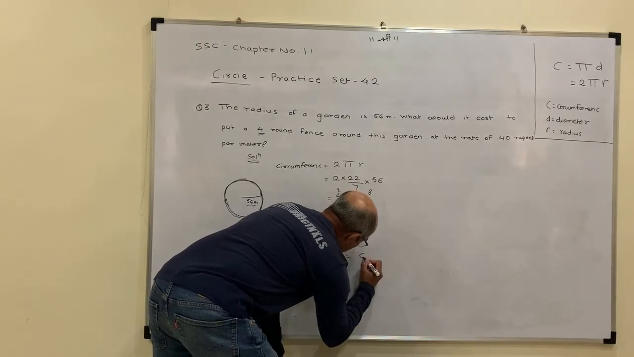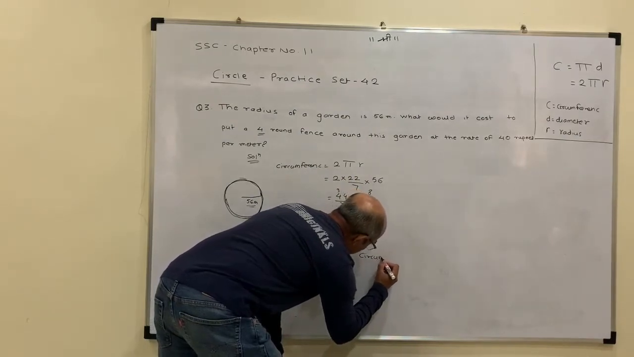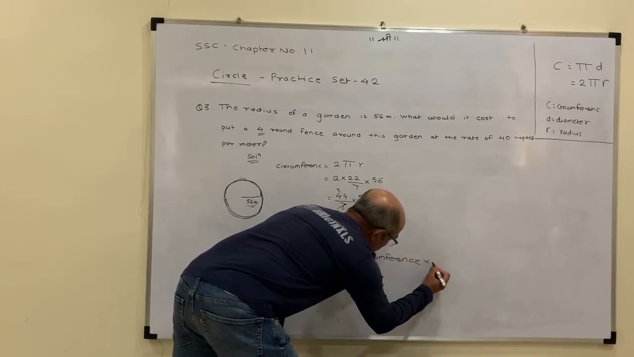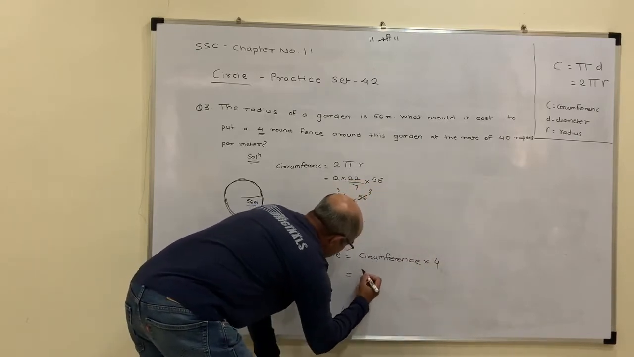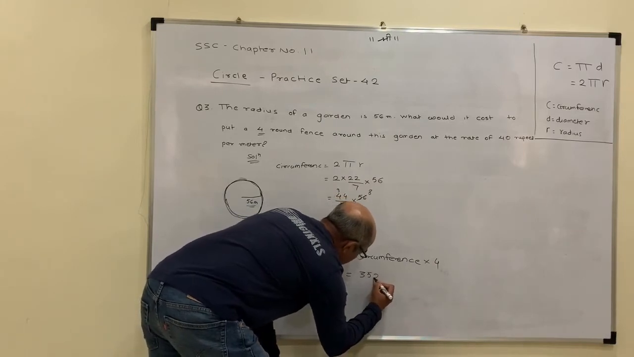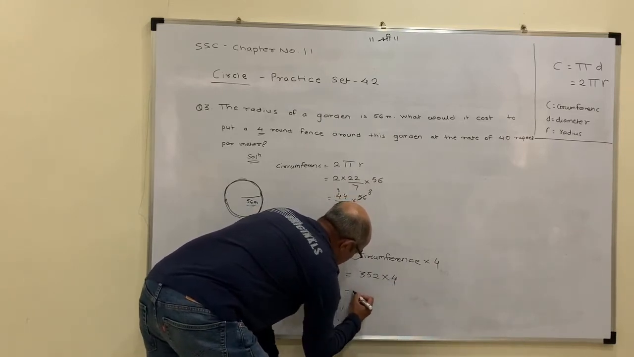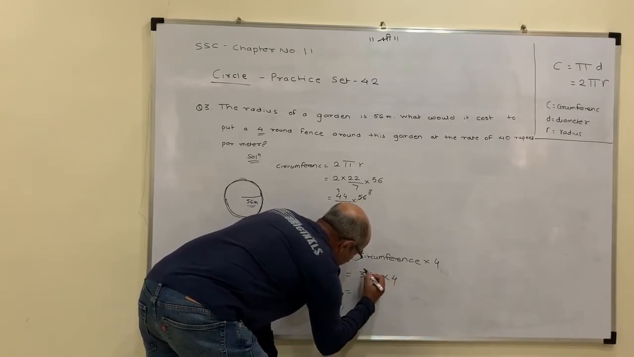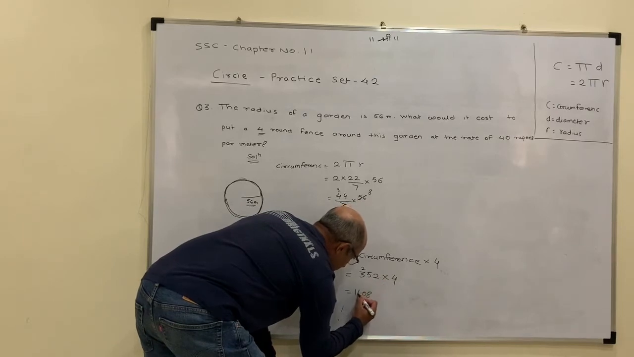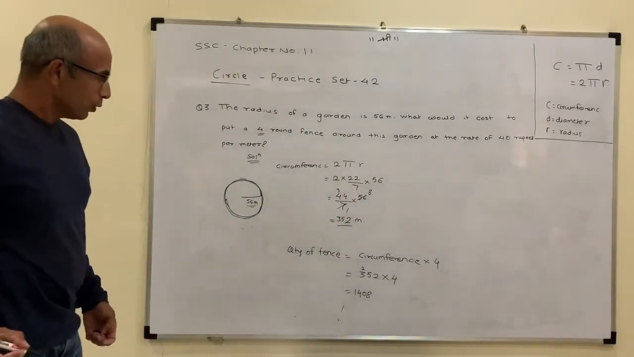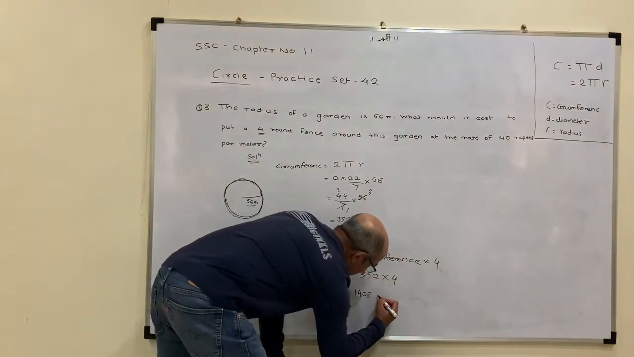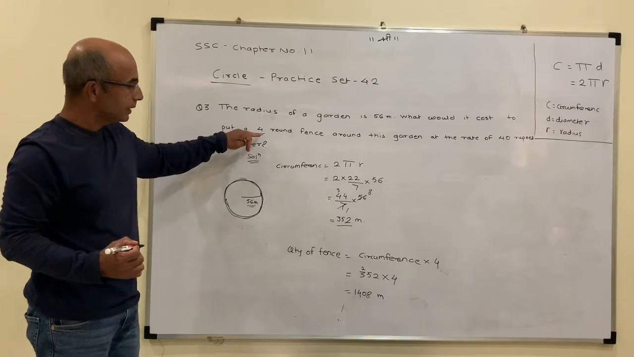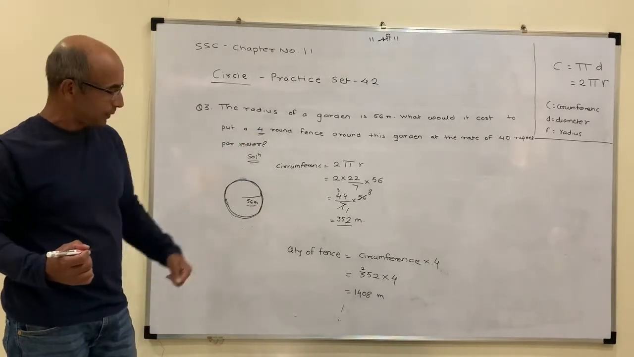So circumference into 4. How much is the circumference? 352 into 4. So it comes out to be 8: 4 twos are 8, 4 fives are 20, 4 threes are 12 plus 2. So 1408 meters is the length of the fence, as it needs to be fenced 4 times.